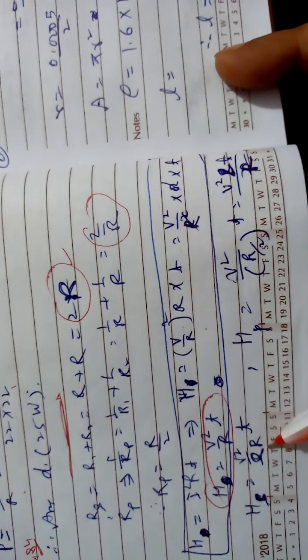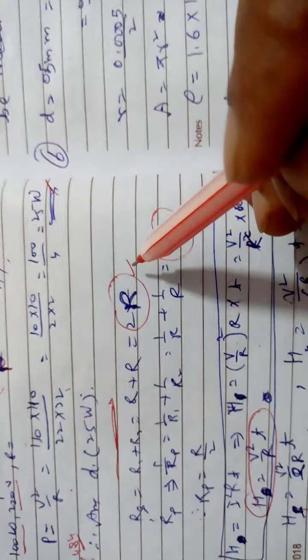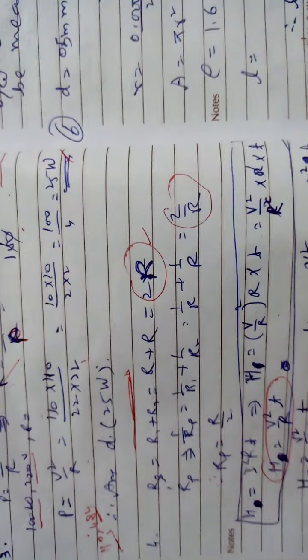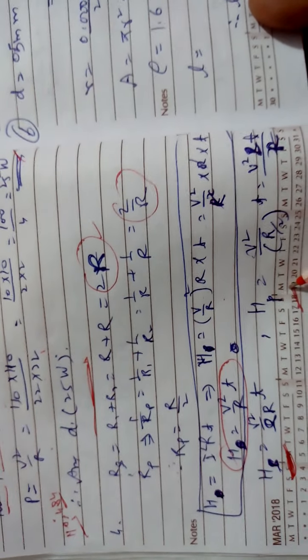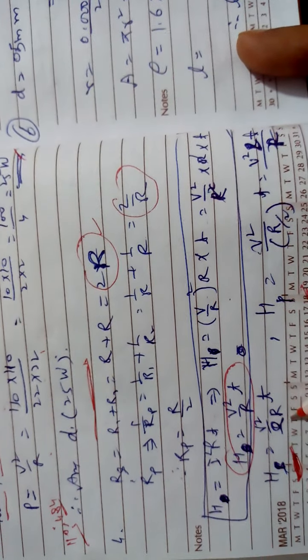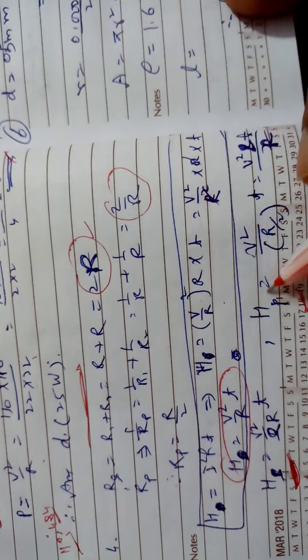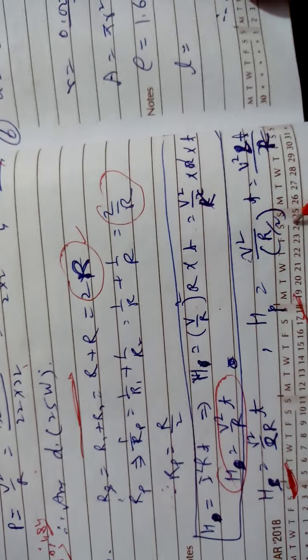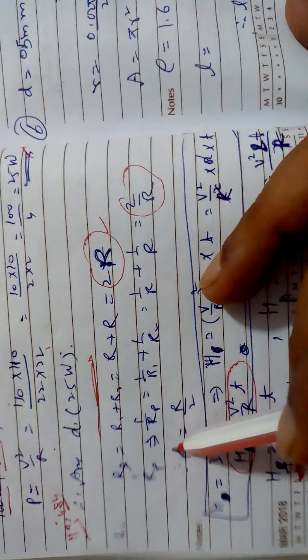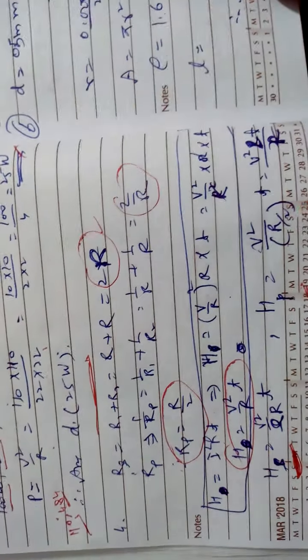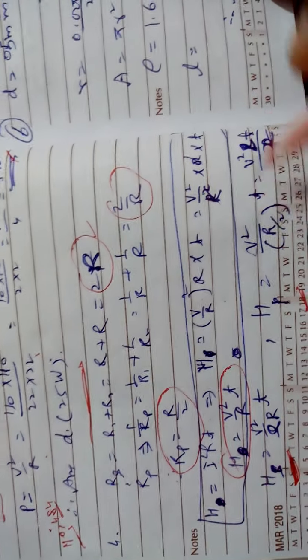V square upon R, where R is the resultant; R is 2R in the series. HS means heat in series, HP means heat in parallel. So here V square upon 2R into T. Here V square upon R by 2 for the parallel case, where the resultant is R by 2. So R by 2 you are writing, and 2 will go in the numerator.